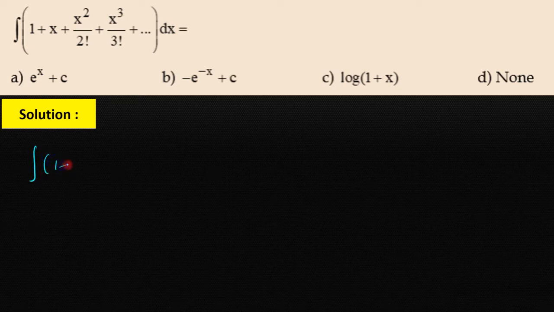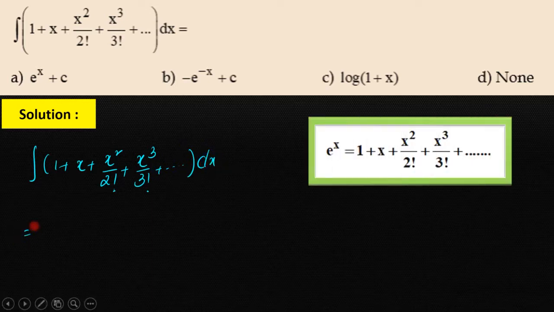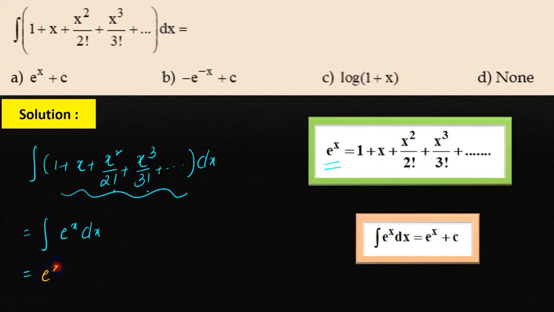Integral 1 plus x square by 2 factorial plus x cube by 3 factorial plus and so on into dx is equals to, dear students, we know that expansion of e power x is equals to 1 plus x square by 2 factorial plus x cube by 3 factorial plus and so on. Here it is the expansion of e power x. So integral e power x dx, this equals to, we know that integration of e power x is e power x plus c. Therefore the answer is option A.